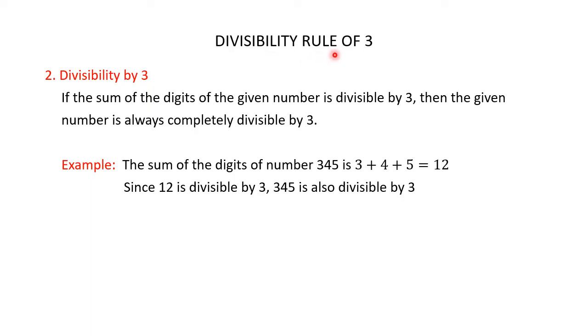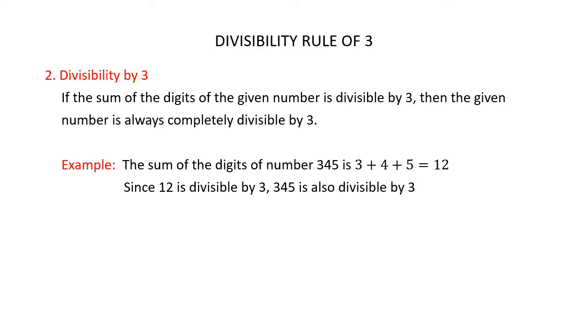Divisibility rule of 3. If the sum of the digits of the given number is divisible by 3, then the given number is always completely divisible by 3. This means to find out if a given number is divisible by 3 or not, you have to add the digits of the given number. If the answer is divisible by 3, then the given number is also divisible by 3.